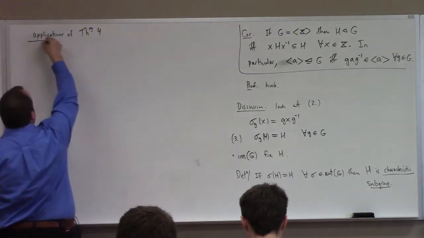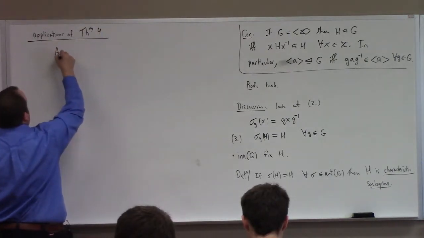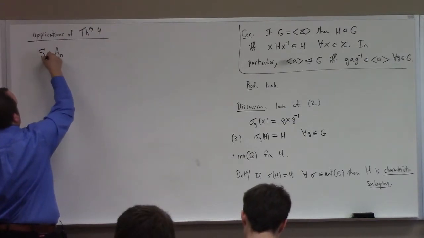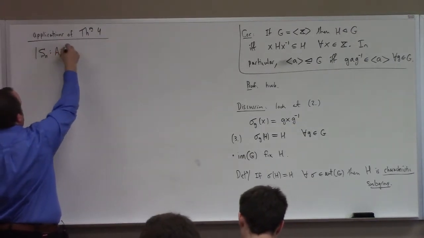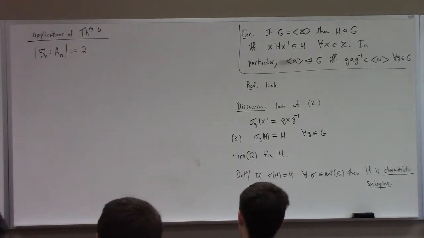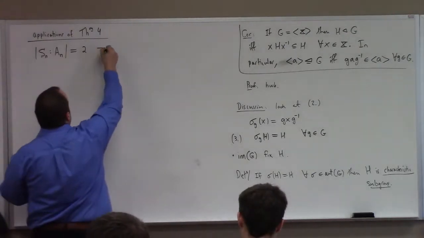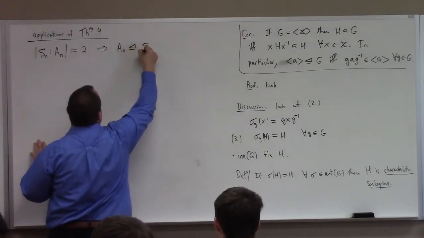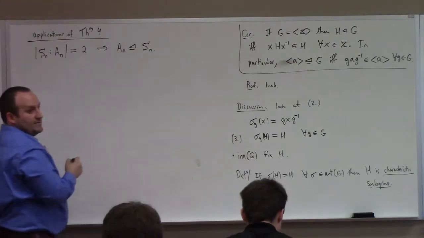Applications of Theorem 4. How about A_n? If we look at S_n, what's the index of A_n in S_n? It's 2, right? A_n, the alternating group, has order n factorial divided by 2. So it has index 2. Consequently, A_n is a normal subgroup of S_n by Theorem 4.